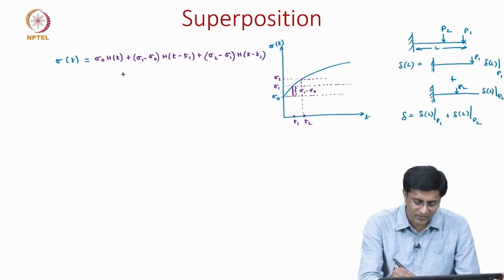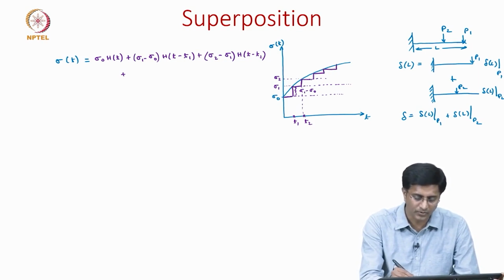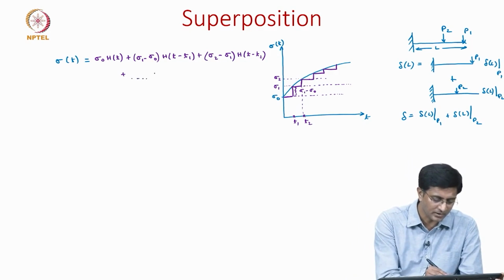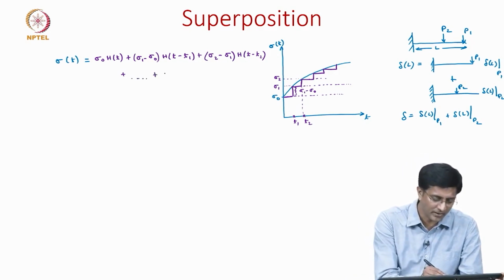Now, I can have as many steps as possible, like this can continue. What we are trying to do is, with these steps we are trying to capture the input curve, and looking at the nature of this expression, we can write it in a more general form as sigma n minus sigma n minus 1 times h of t minus tn.